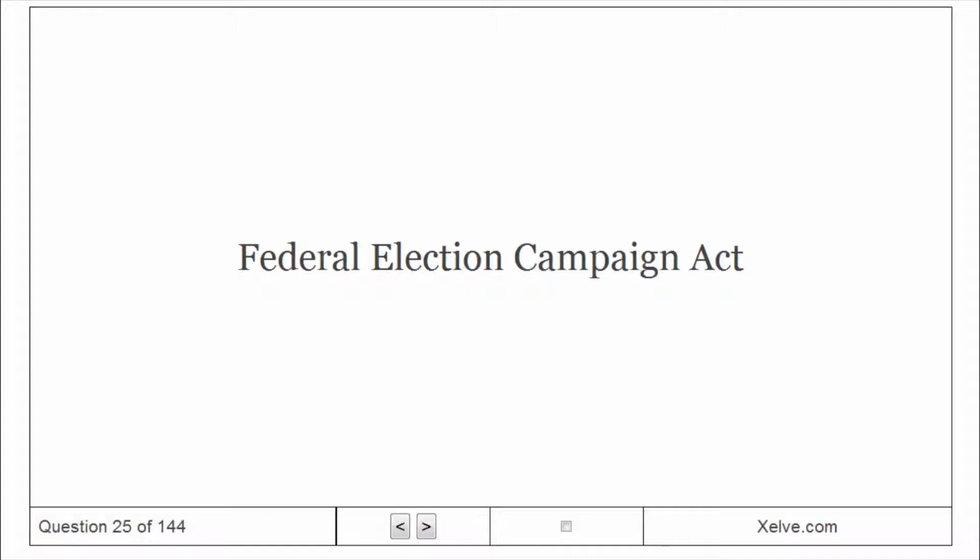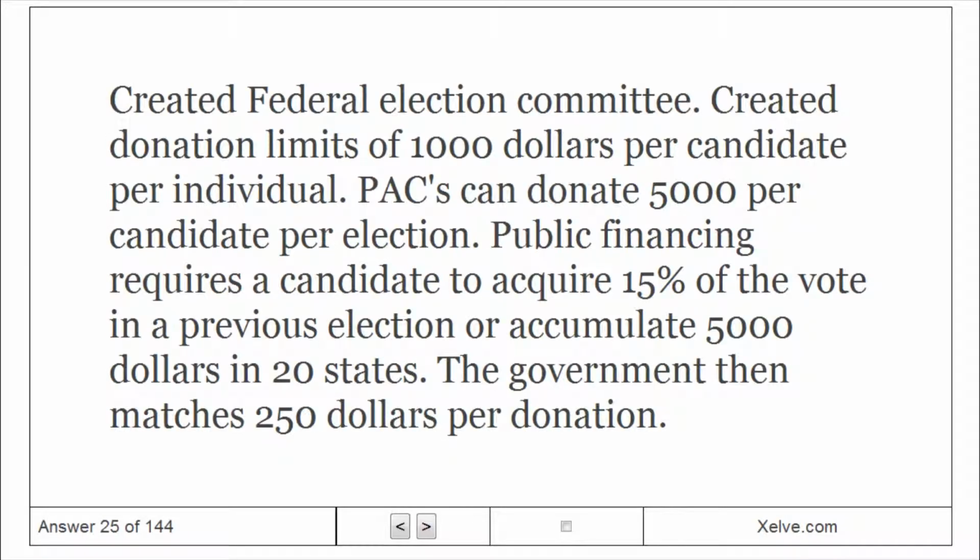Federal Election Campaign Act. Created the Federal Election Commission, created donation limits of $1,000 per candidate per individual. PACs can donate $5,000 per candidate per election. Public financing requires a candidate to acquire 15% of the vote in a previous election or accumulate $5,000 in 20 states. The government then matches $250 per donation.